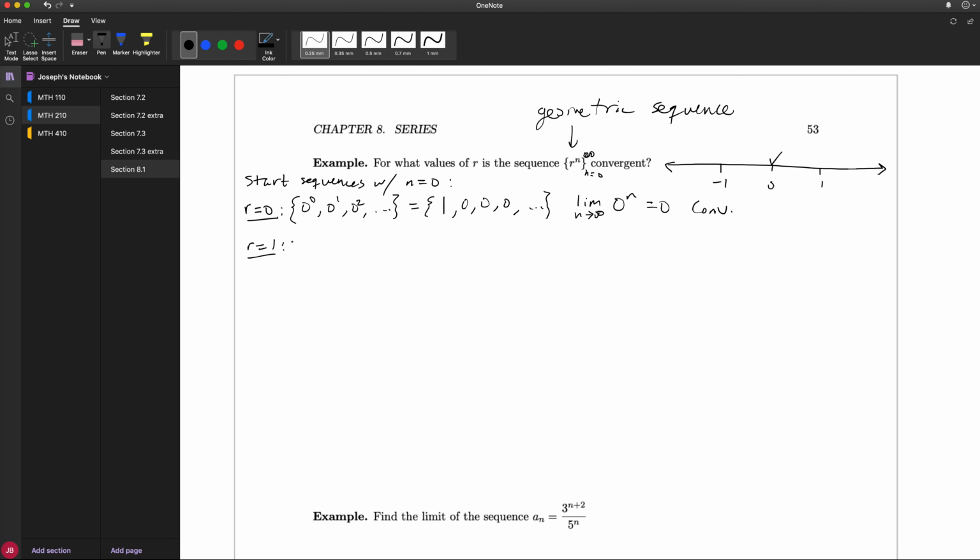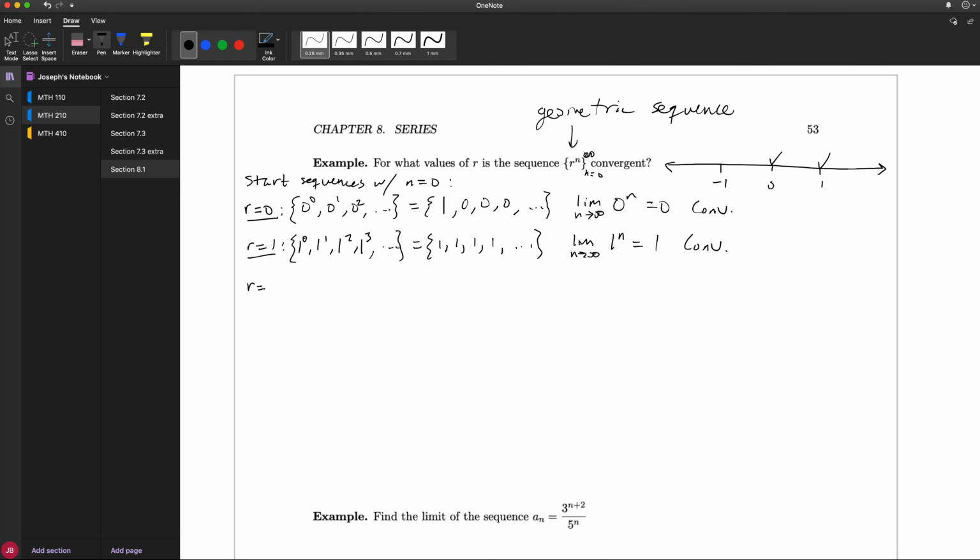Okay, let's pick some more low-hanging fruit. How about R equals 1? Well, we get 1 to the 0, 1 to the first, 1 to the second, 1 to the third, and so on. That's just, well, 1 to the 0 is 1, and then 1 to any other power is also 1. So this is just a list of all 1s. And so the limit as n goes to infinity of 1 to the n, well, you just get a list of 1s. Is this settling down somewhere? Yeah, it's settling down at 1. And this is convergent as well, right? Okay.